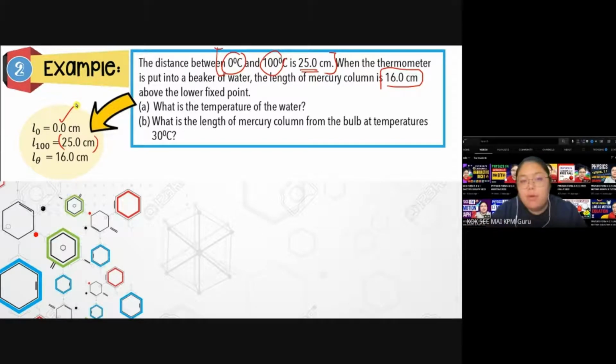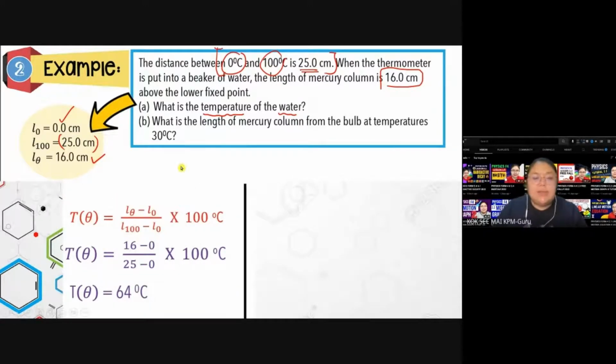It's 0. Now, from here they ask you what is the temperature of the water? The water is put in, and the length of the mercury is 16. So I know 16, I need to calculate by using the formula. It's the same. So 16 is L theta minus L0, over L100 minus L0, multiplied by 100 degrees Celsius. The question never says SI unit, so I can straightforwardly take 64 degrees Celsius. This one is for the A.